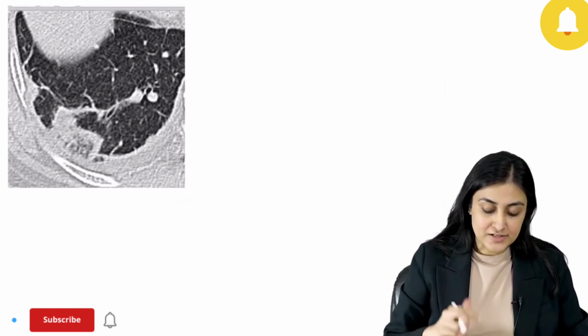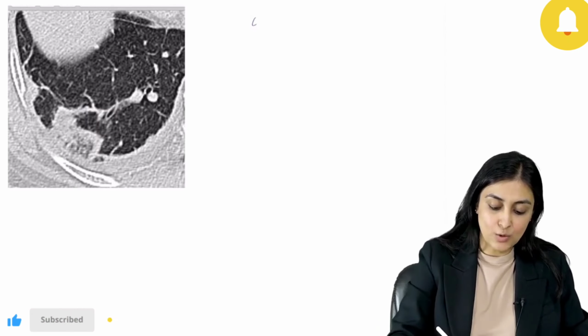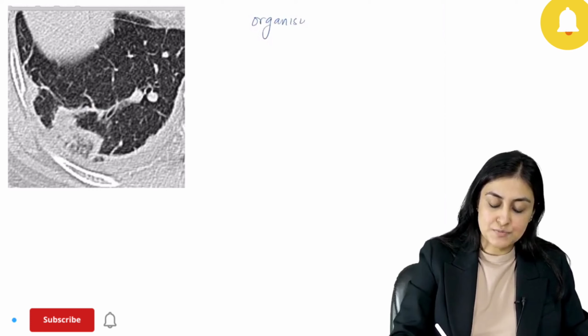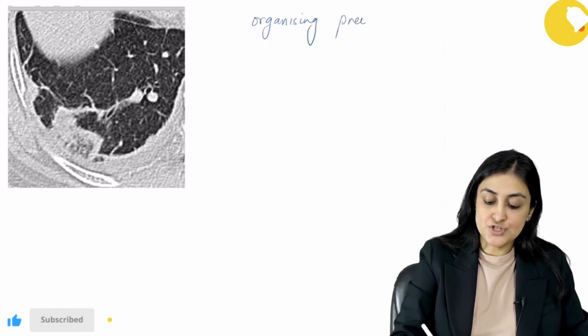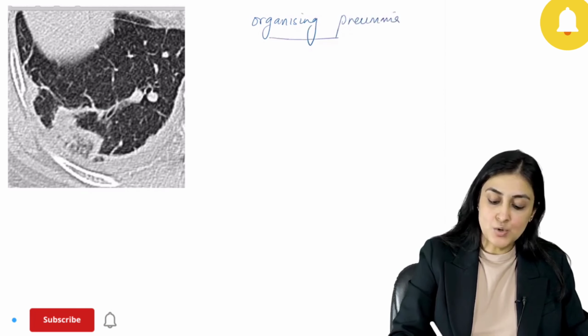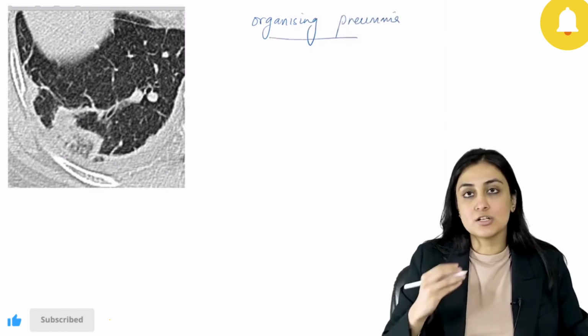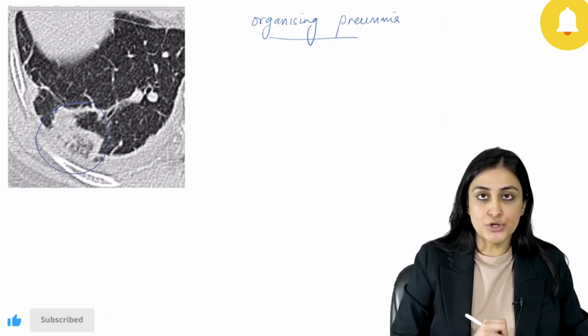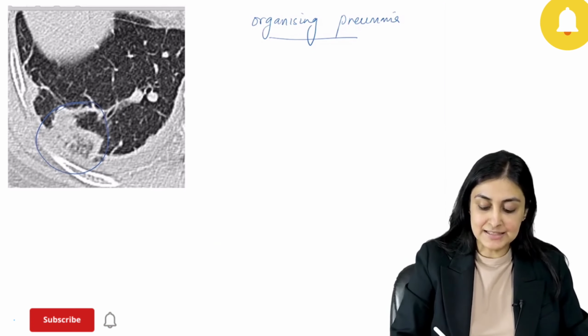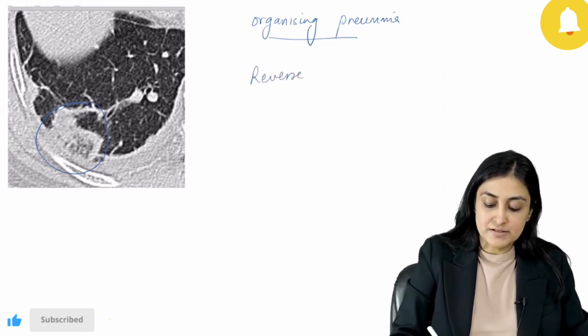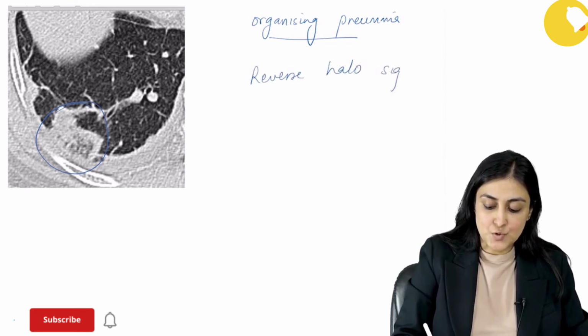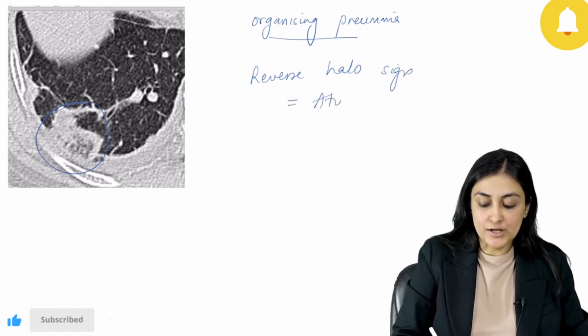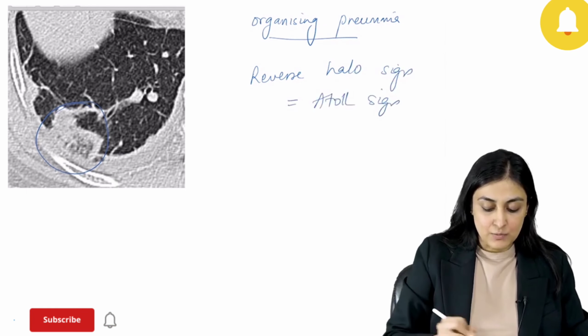One more interstitial lung disease that we have is organizing pneumonia. This was previously referred to as cryptogenic organizing pneumonia, but now just organizing pneumonia is the term used for it. What you will see is these peripheral nodules which have what kind of a sign? This is referred to as a reverse halo sign, also called the atoll sign.